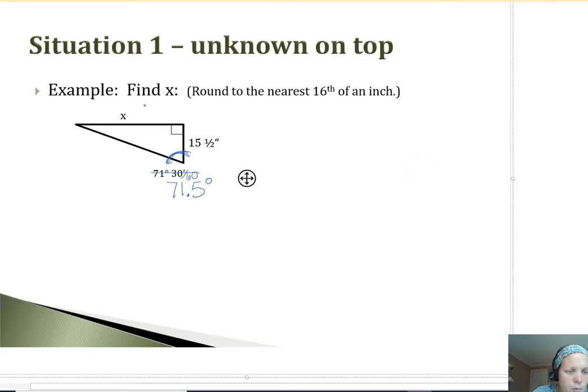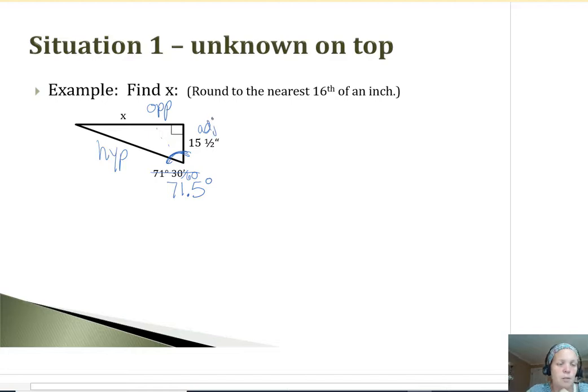So now, first up, after we did that, let's do our labeling. Hypotenuse, opposite is going to be the X, because that's across from the 71.5 degrees. And then adjacent is my 15.5.